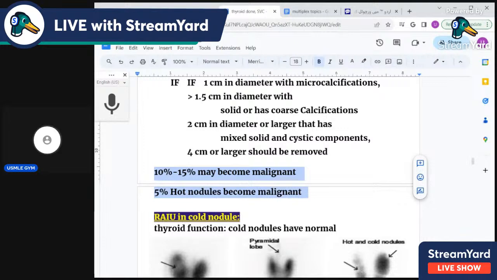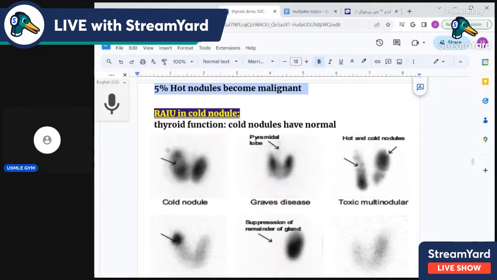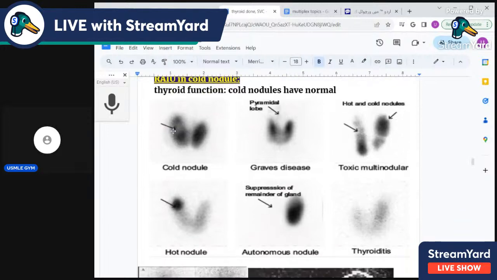So 10% of the cold nodules are malignant, 90% are benign. Let's discuss radioactive iodine in a cold nodule. They don't take the radioactive iodine. So this is a cold nodule here. This doesn't take the radioactive iodine.